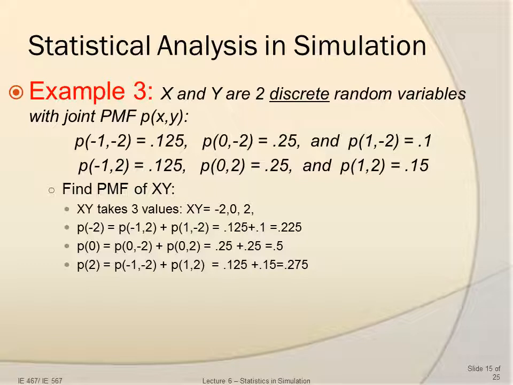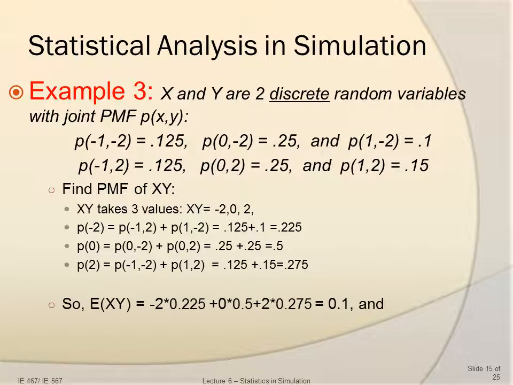and 2. And if you look up in those rows, you can see that at the beginning we have 0.125 for the probability of -1 and -2, and then for the probability of 1 and 2 at the end there, we'll get 0.15. So summing those up, we'll get 0.275.